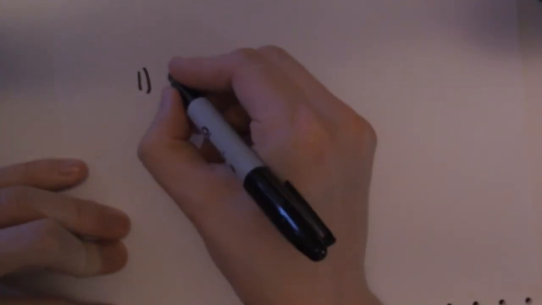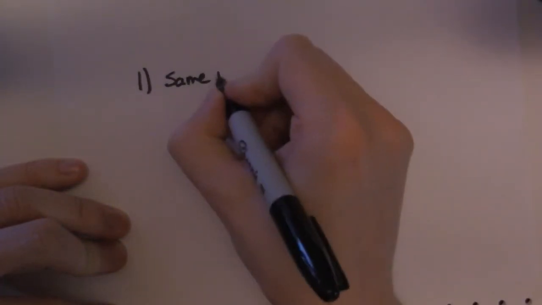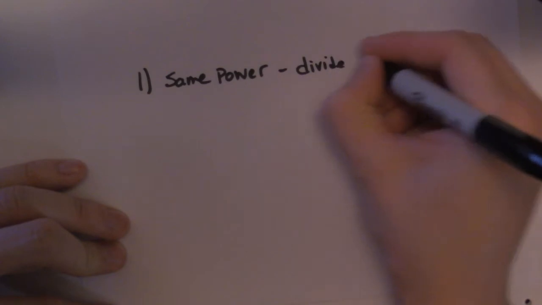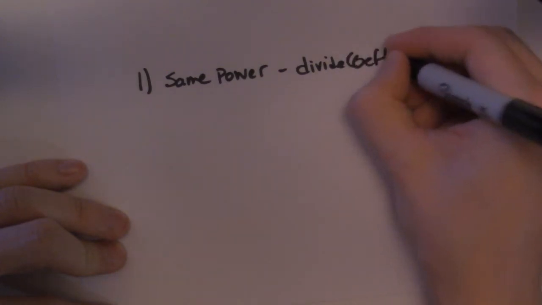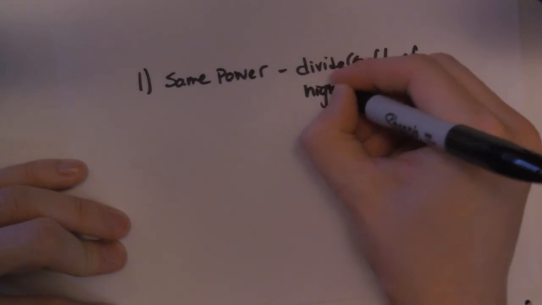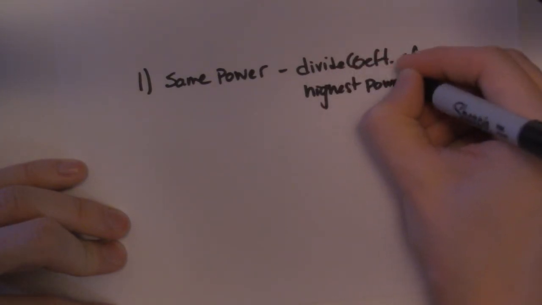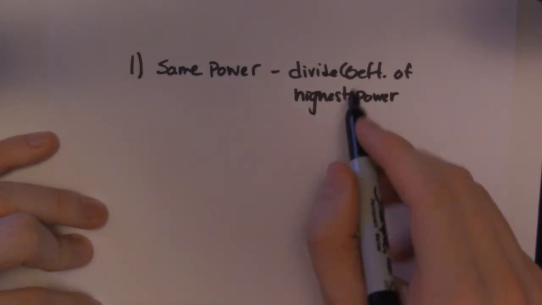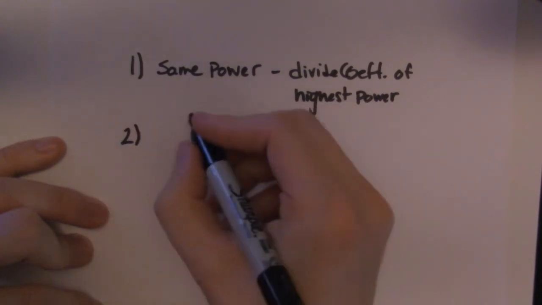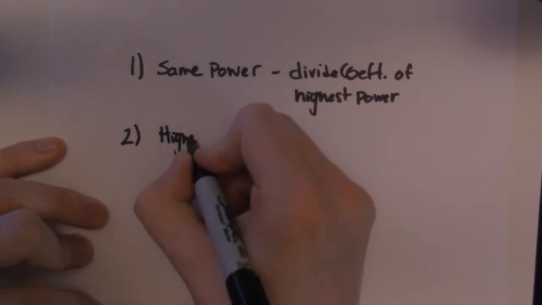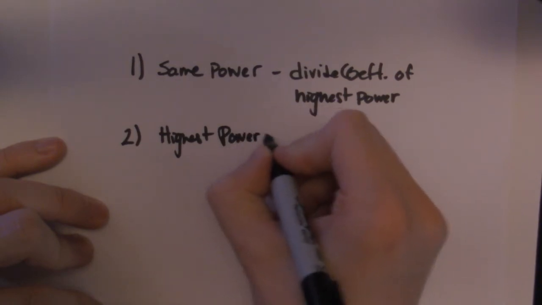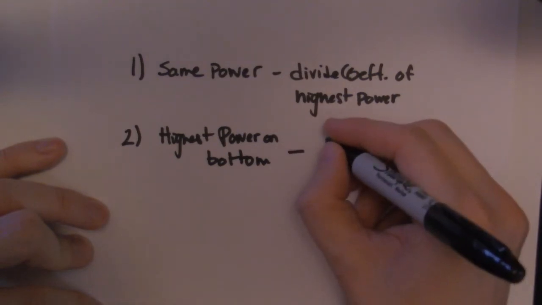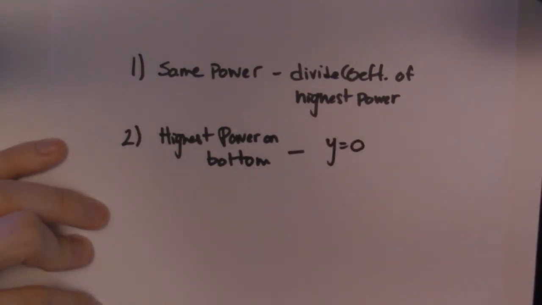The first one is same powers in the top and bottom. So we divide the coefficients of the highest powers. If you have the same high power in the top and the same high power in the bottom, you just divide the coefficients, and you get the limit at infinity. The second one is highest power on the bottom. So the highest power is on the bottom in the denominator. The limit is 0. y is equal to 0.